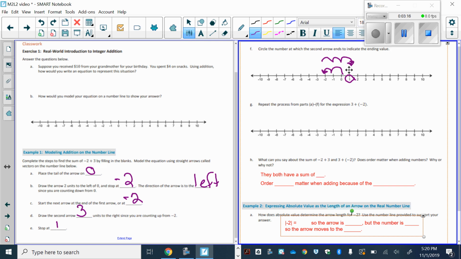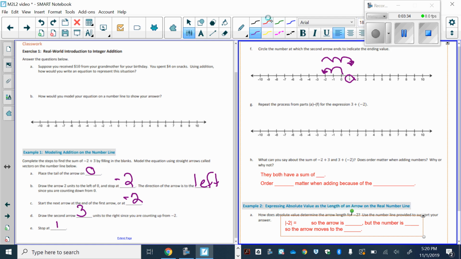Sounds a little familiar to yesterday. We're going to repeat the process from parts A through F for the expression 3 plus -2. Wait a minute. That sounds familiar. We just did -2 plus 3. Now we're going to do 3 plus -2.